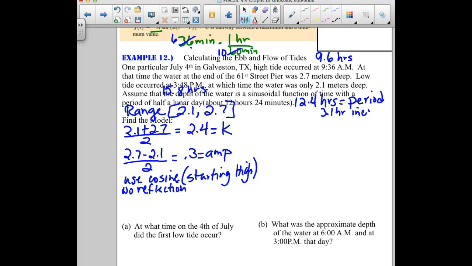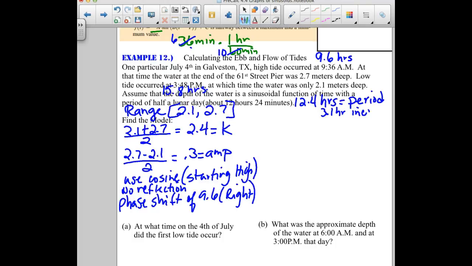But we needed something else because we're not starting at 0 time, right, at midnight. We're starting at 9.6 hours. So we've shifted from 0 over to 9.6 hours. That's a phase shift. So we don't need a reflection, but this time we need a phase shift of 9.6 to the right. Okay? You with me? All right.